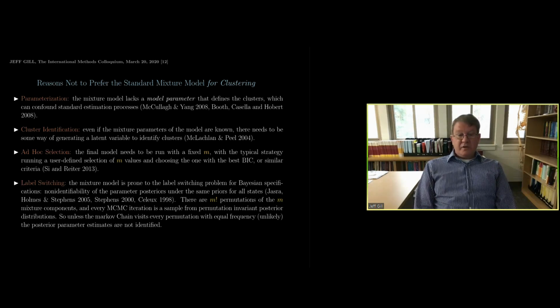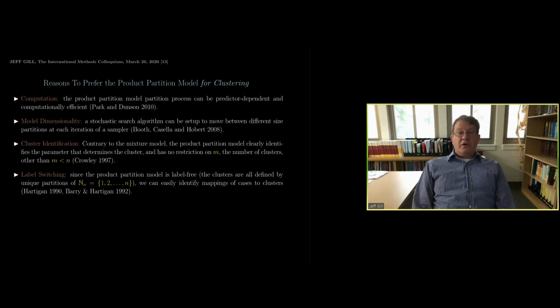And also in my context, the mixture model for Bayesian regression estimating with MCMC has an identifiability problem. I won't go into details for the sake of time, but with standard setups, with standard priors, you have a non-identifiability issue. Okay, so why would I want to use the product partition in this context for clustering? I'm not saying the mixture model is bad, just in the case that I'm interested in. It could be modeled efficiently. The search algorithm could be set up to move across cluster space. We identify the cluster on each iteration, and we don't have a label switching problem.